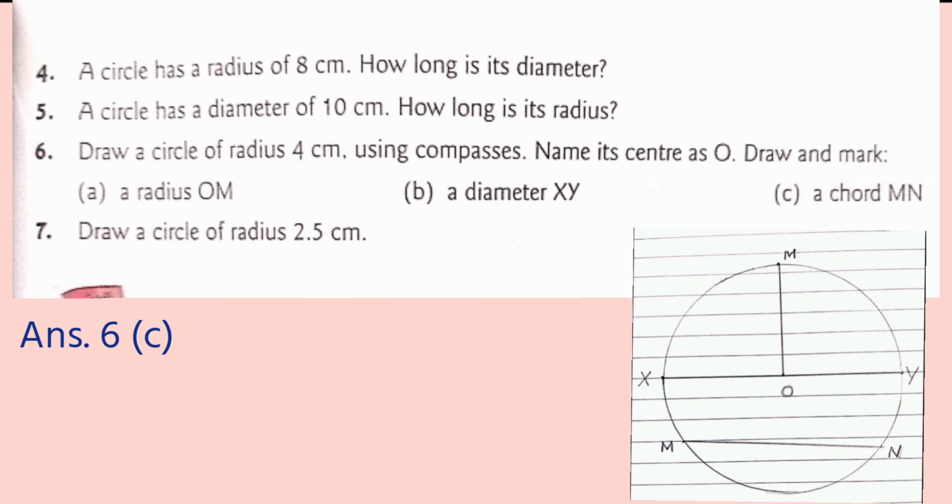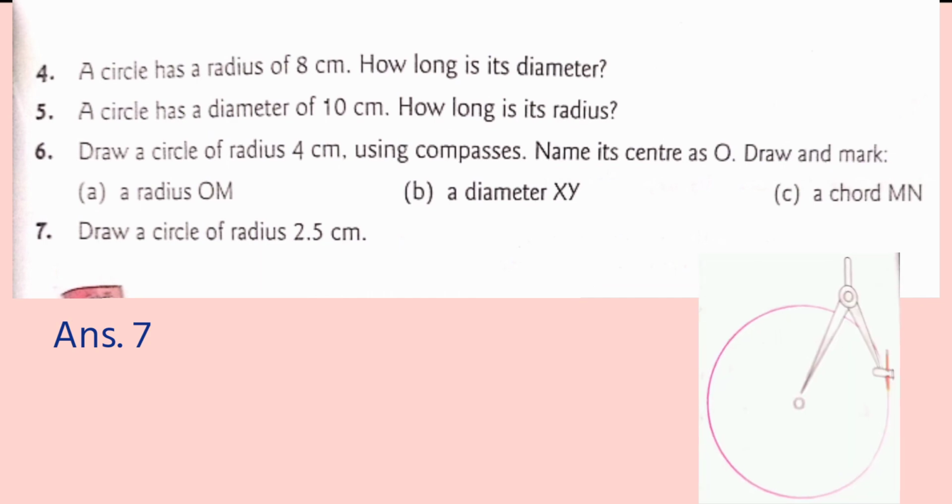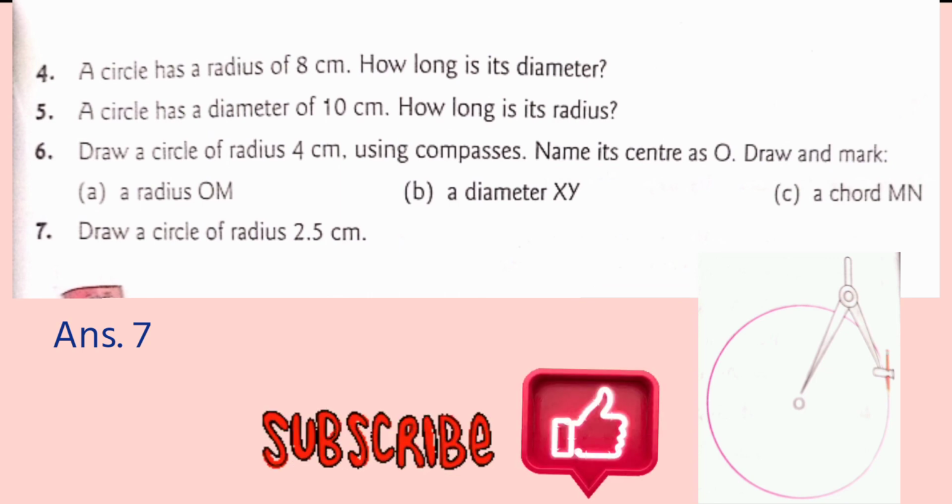Question number 7. Draw a circle of radius 2.5 centimeter. Now just like question number 6, we have to fix the pencil in the compass and open the compass 2.5 centimeter wide. And then keeping the needle fixed on the paper, we'll freely rotate the pencil and draw the circle. Now this will be your circle of radius 2.5 centimeter.